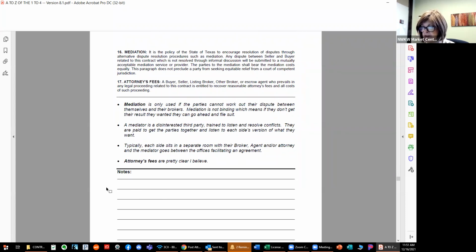Mediation and then attorney's fees. I've been to a couple of mediations and it's really interesting. One side goes into one room, and the other side has the other room, and they're usually their broker or compliance person, and sometimes they'll bring an attorney with them. And then the mediator just goes from one room to the other.